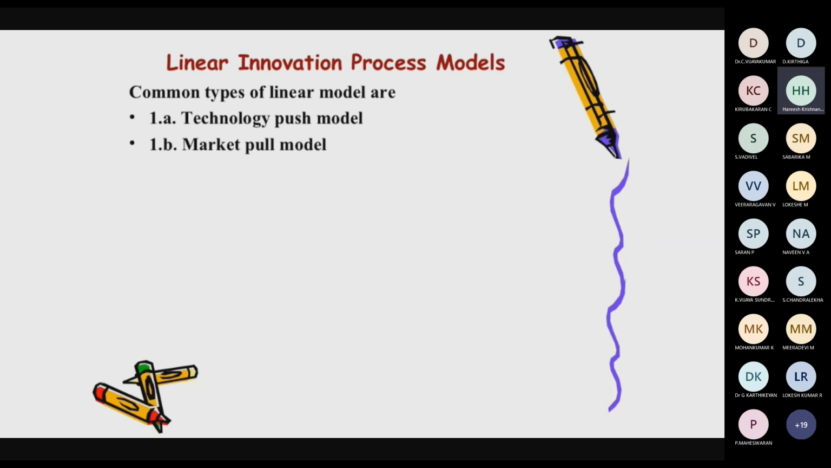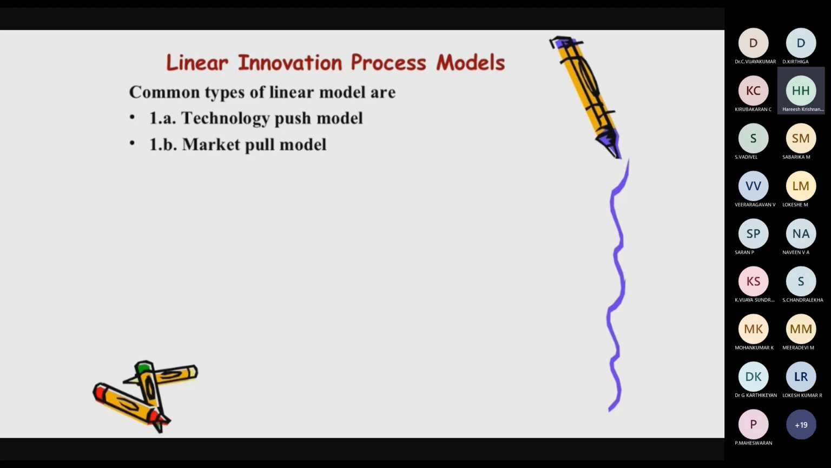But the market pull linear model is the second generation linear model. In this case, it includes and integrates user needs in the innovation process. Here the consumers' needs and market requirements are the key for the innovation process.